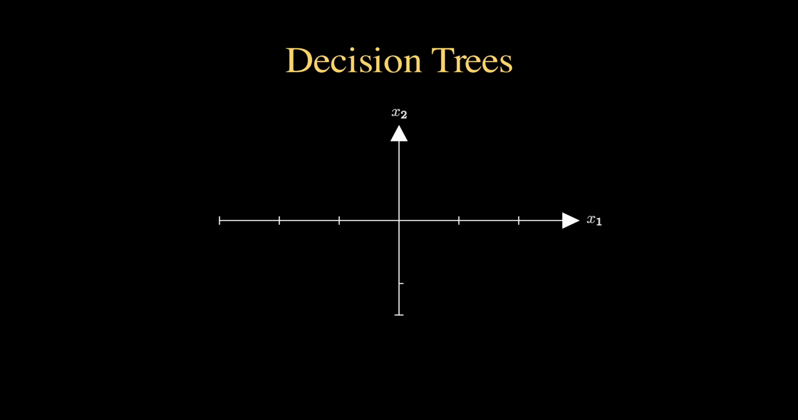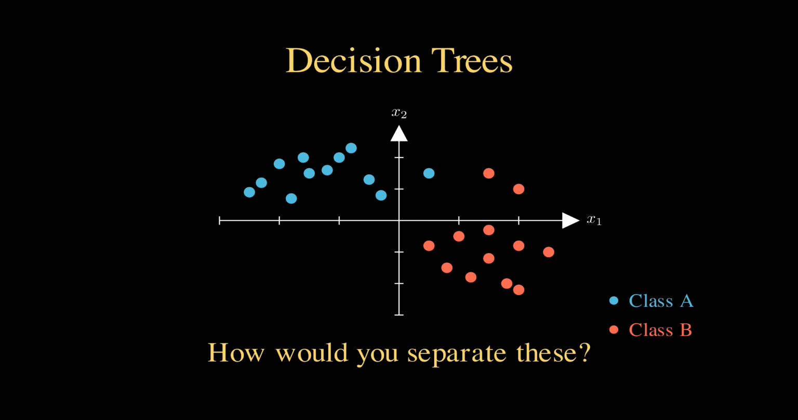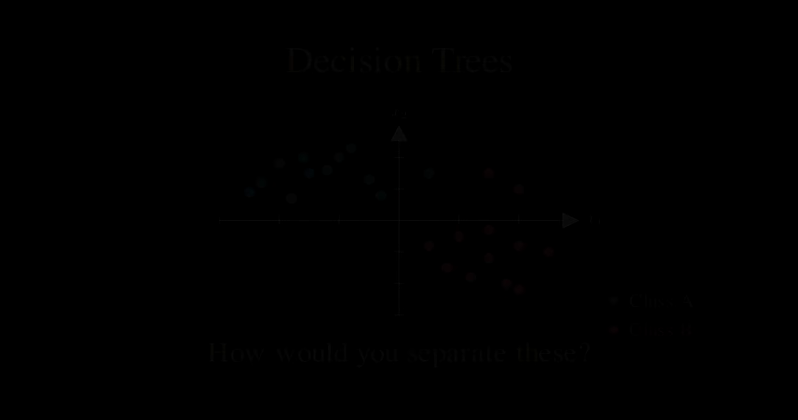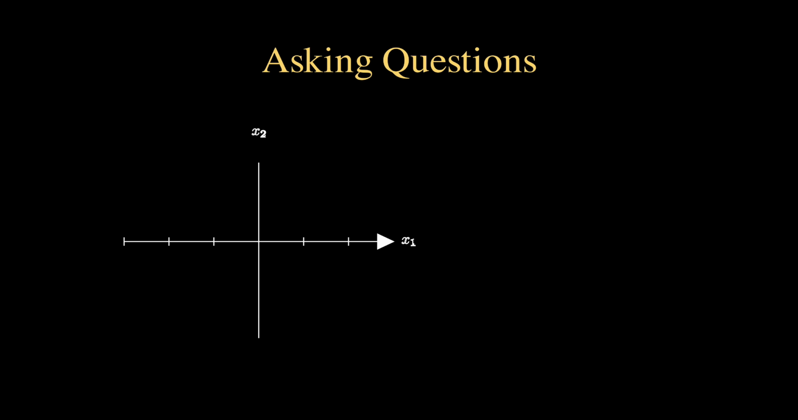Imagine you're given this scatter plot, blue dots and red dots. Your job is to separate them. A decision tree takes a completely different approach. A decision tree asks simple yes or no questions. Is x2 greater than 0? That single question draws a horizontal line, splitting all points into two groups, those above and those below.